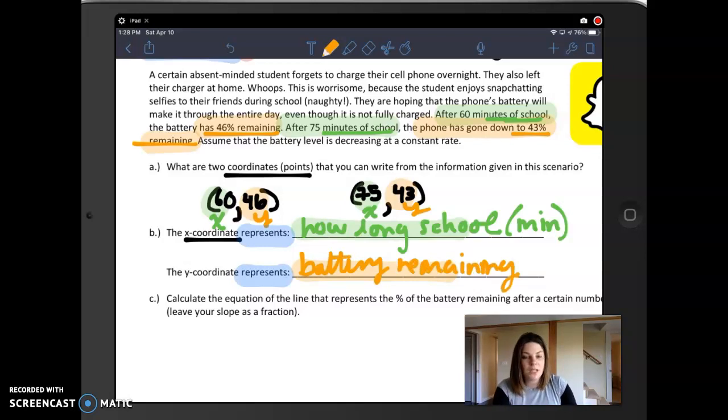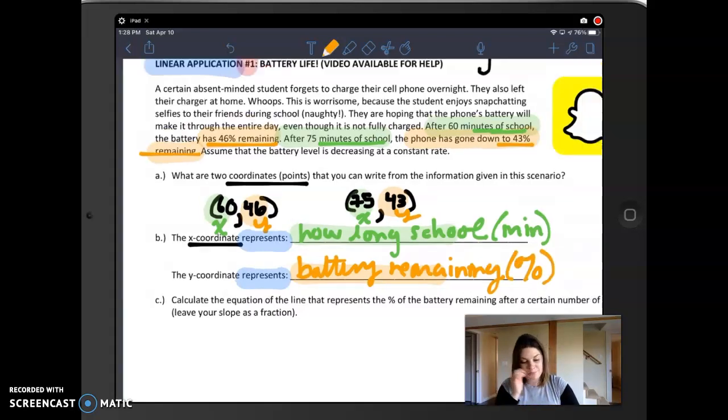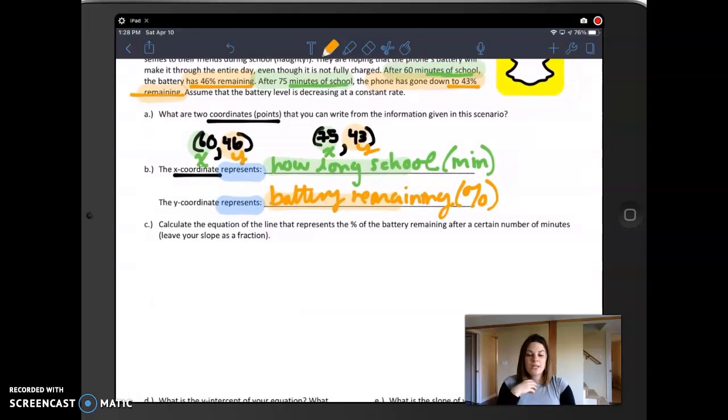But we're using percent to measure how much is remaining. So we're going to use percentage for that. All right, so now we need to read this next question very carefully.